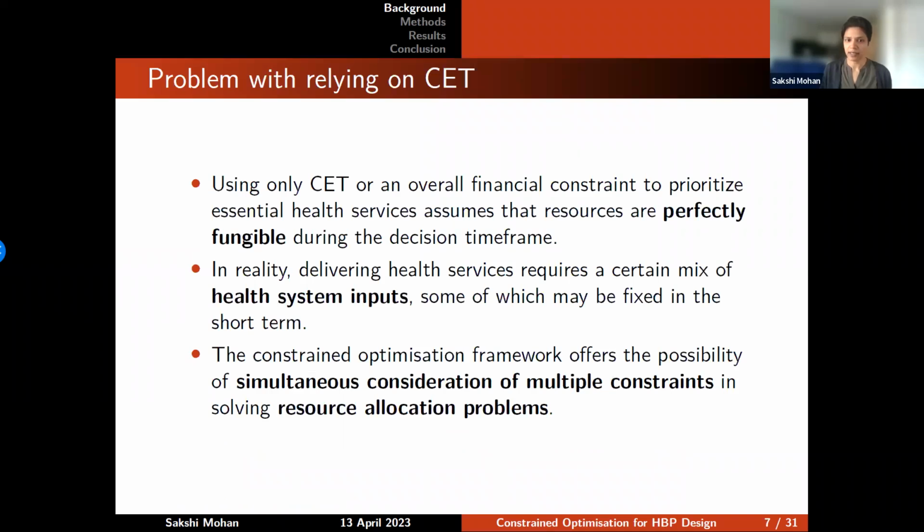Now, the problem with relying on just a cost effectiveness threshold to design a health benefits package is that by considering only an overall financial constraint on healthcare production, it implicitly assumes that resources are perfectly fungible. In reality, however, delivering health services requires a certain mix of health system inputs, some of which may be fixed in the short term. For instance, a system can't instantaneously convert resources that are locked up in specialized equipment into human resources. The constraint optimization framework here offers the possibility of accounting for multiple constraints simultaneously in solving resource allocation problems for the health sector.